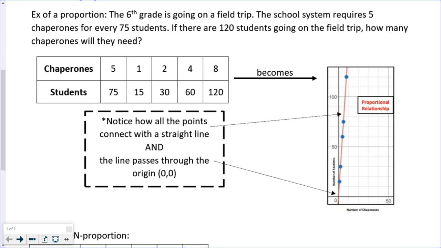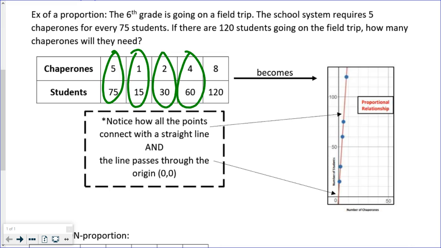Now what that means for us is this. This information goes together, this goes together, that goes together, that goes together, and that goes together. So I know that the 5 and the 75 relate to each other. I know that the 1 and the 15 relate to each other. And that tells us if I'm going to take this and turn it into a graph, this whole idea becomes what's over there. We need to know the x and the y value.